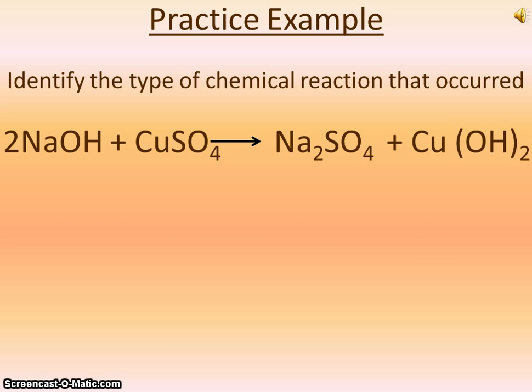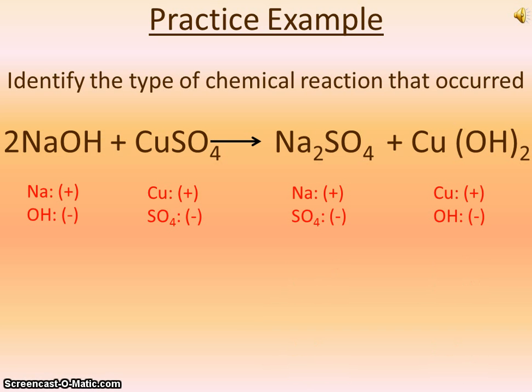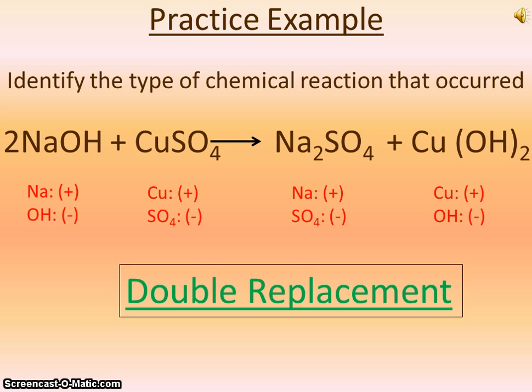We begin this problem by identifying our cations and anions. In sodium hydroxide, we have sodium acting as our cation and hydroxide acting as our anion. In copper sulfate, we have copper acting as our cation and sulfate acting as our anion. As you will notice in our products, hydroxide, or OH, switches places with sulfate, SO4. As you have figured out by now, this is a double replacement reaction.